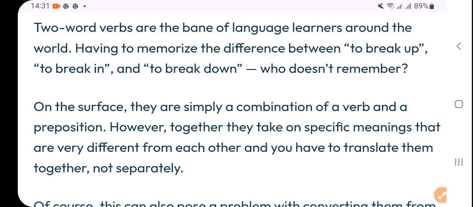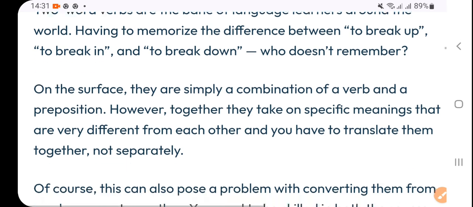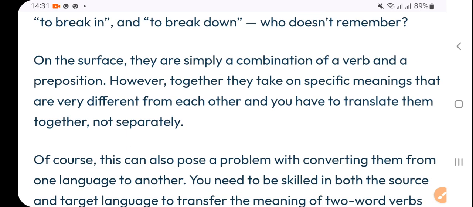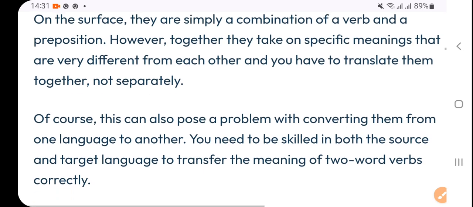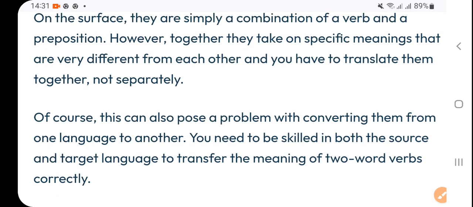So these are very easy and common words, right? And on the surface they are simply a combination of a verb and a preposition. However, together they take a specific meaning that is very different, and you have to translate them together, not separately. For example, let me give you one Hindi example. Khandan. Khan, if we translate, is mines, and Dan is donation, but Khandan is generation. So it's nothing to do with Khan and nothing to do with Dan, but it's a Khandan.